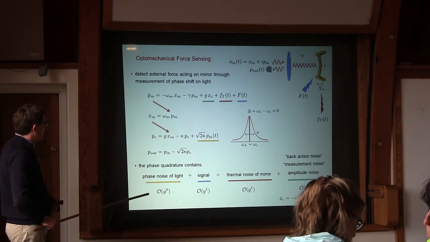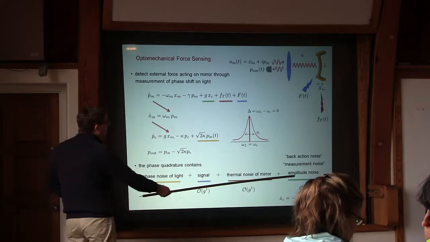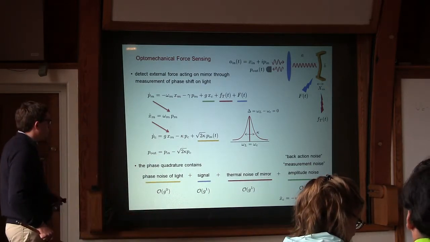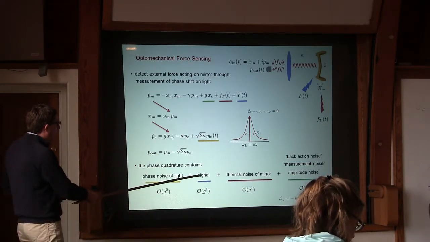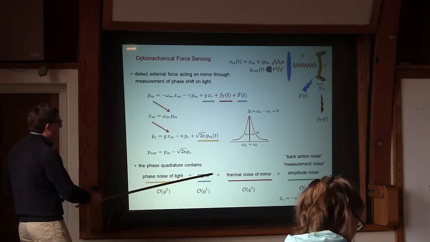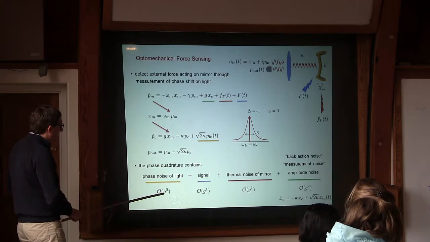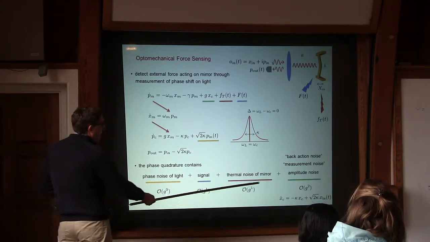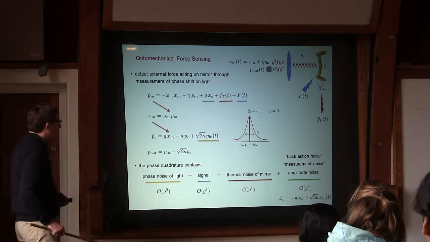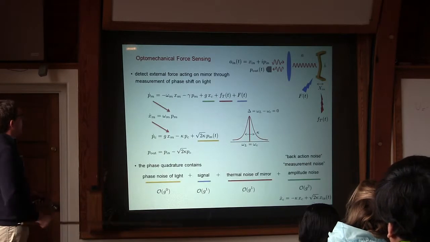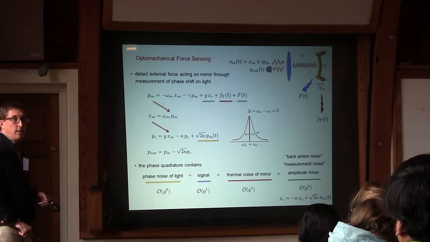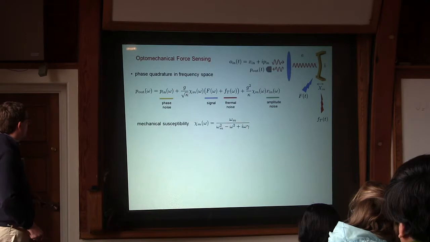So that is the balance of the contributions which we have to expect here. Along with the signal, we will have phase noise, we will have thermal noise, and we will have amplitude noise, scaling with 0th power in G, 1st power in G, 2nd power in G. We can solve these linear equations easily in Fourier space, so let's do that.